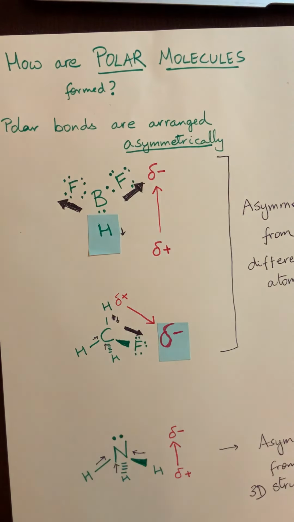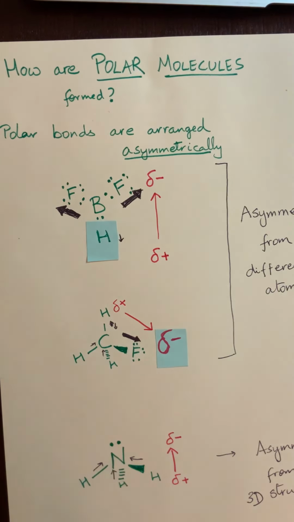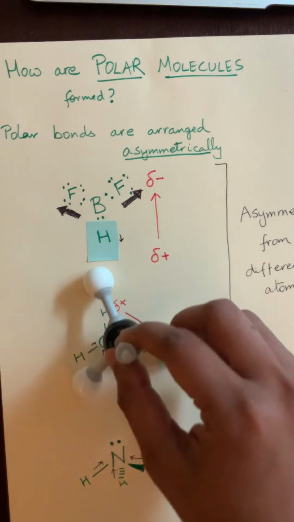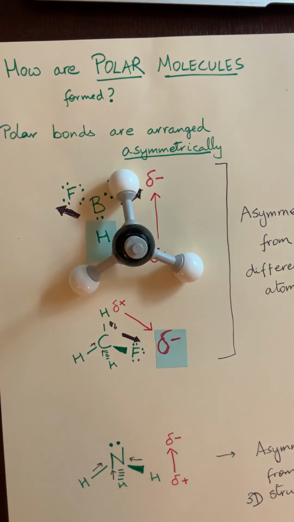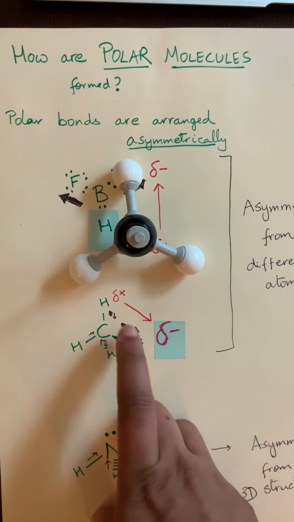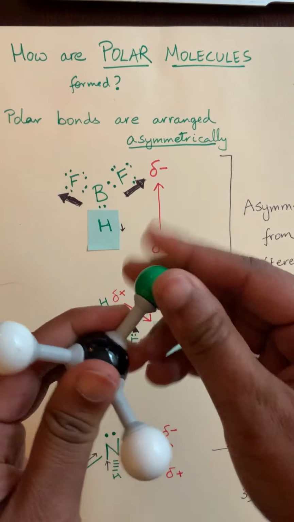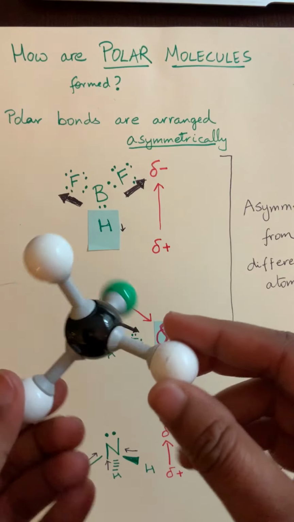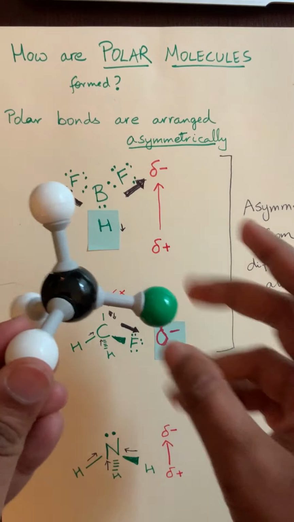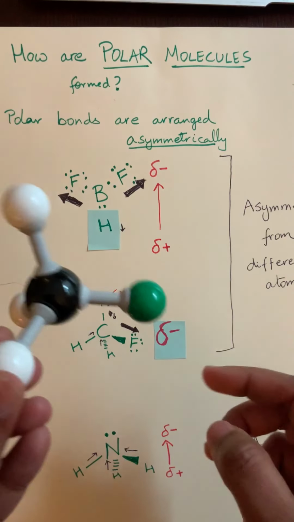Let's go ahead and take a look at this next one here. So basically I have carbon with a bunch of different hydrogens, but instead of having all of them as hydrogen, one of them is a fluorine. So let me go ahead and put a fluorine atom over here. Now suddenly this is asymmetrical because you can see that one side is different from the others.